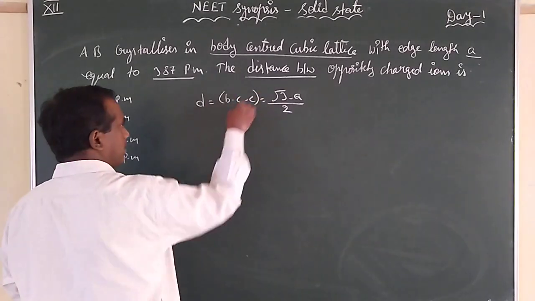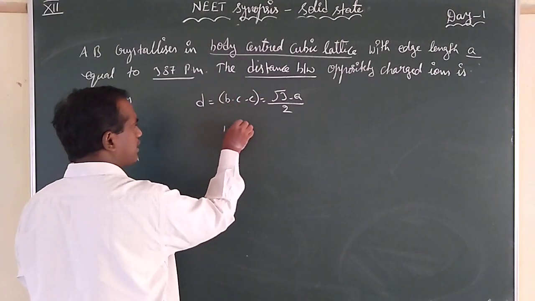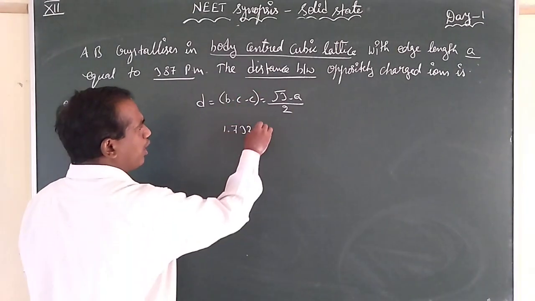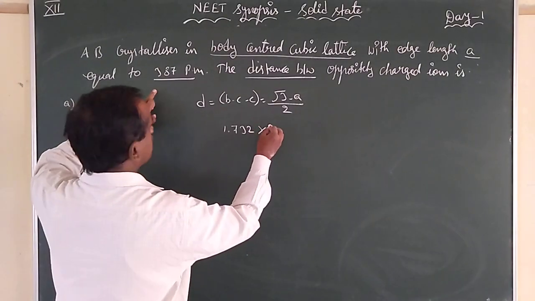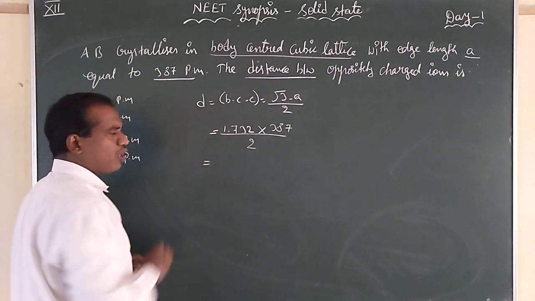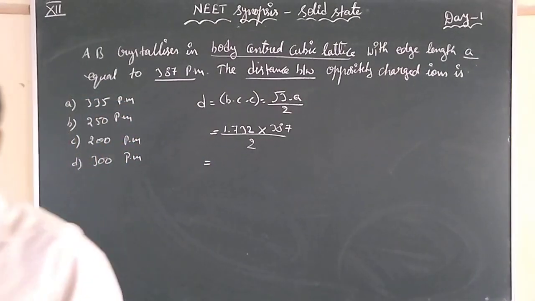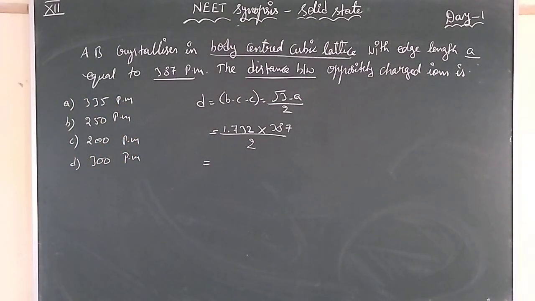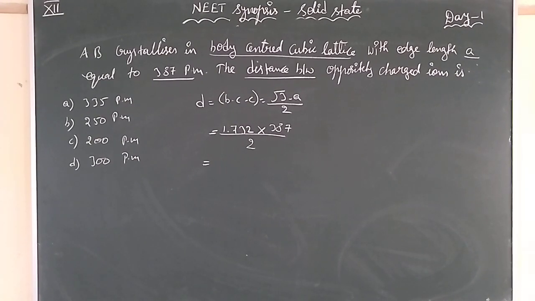In case of BCC, the value of root 3 you know is 1.73. And what is the edge length given? The edge length is given as 387 picometers, divided by 2. So once you solve, you can get the answer. Very easy. The only thing is you must know the formula and remember the distance between the two atoms. Let us see one more problem.